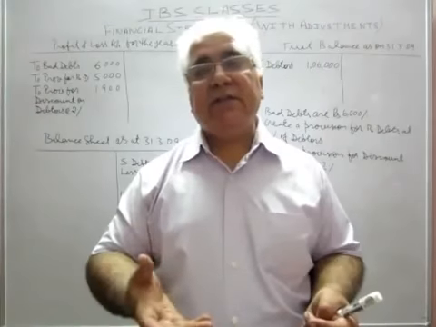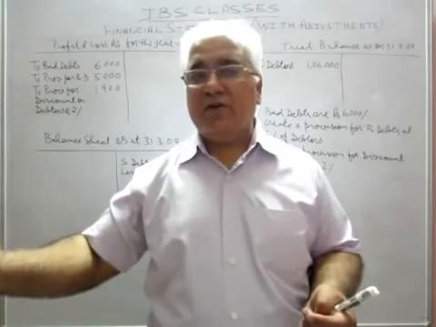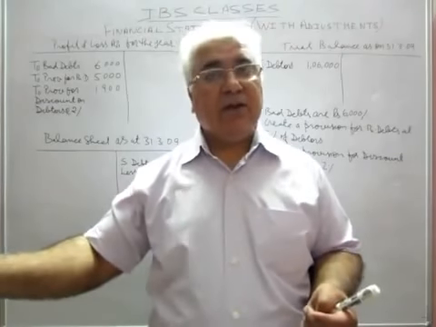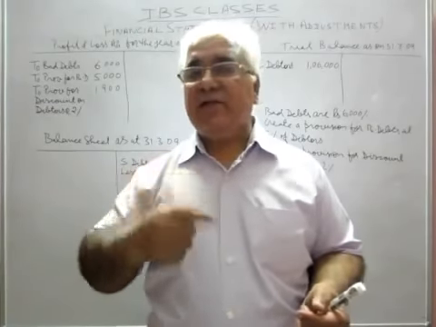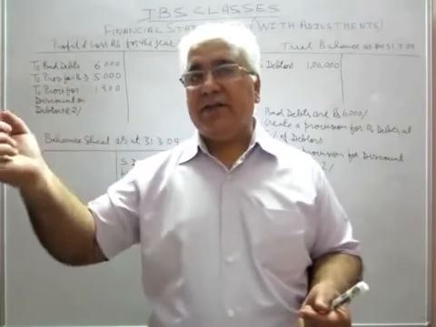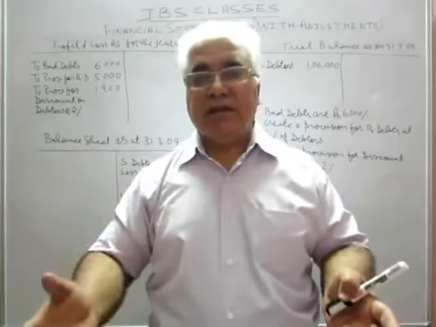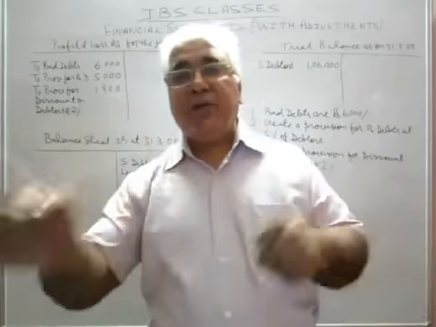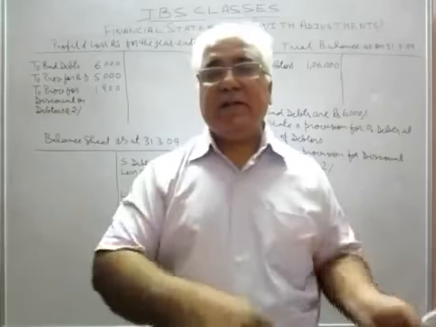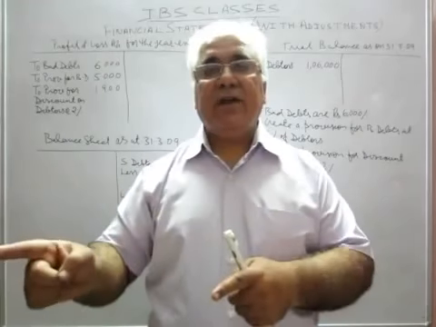The entry for this is profit and loss account debit to provision for discount on debtors, okay, and this is carried forward to the next year, similar to the provision for doubtful debts. And next year when discount is actually given to debtors, that is not debited to P&L account, rather that is debited to provision for discount on debtors, okay.